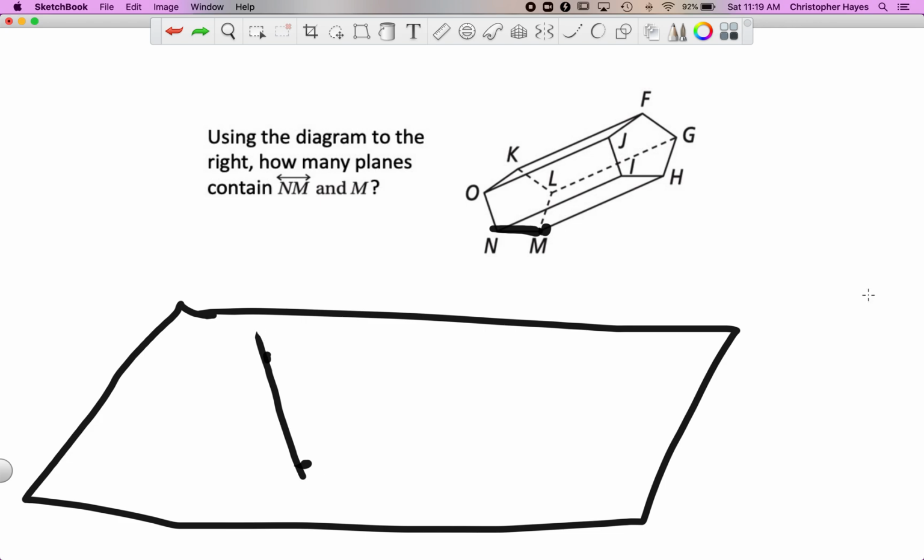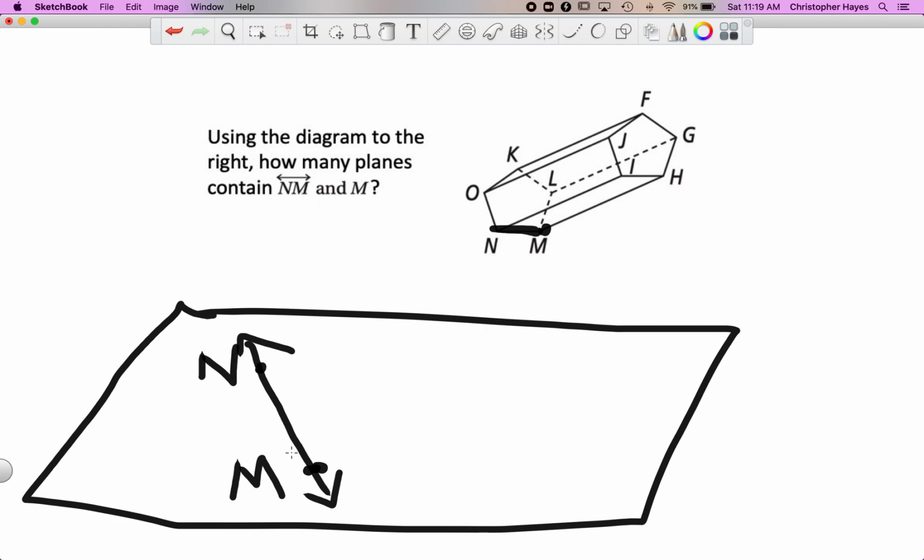Okay, so now what's this question asking us here? It's asking us how many planes contain the line NM. So let's draw NM. Here's point N. Here's point M. So there's my line. Let's draw that line. Great. So there's point M and point M. Well, point M is on that line already. So how many planes contain N, M, and M?